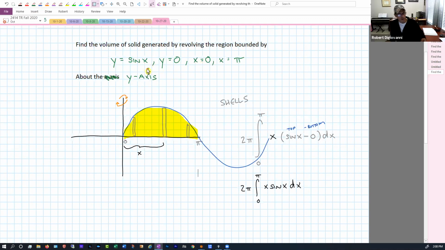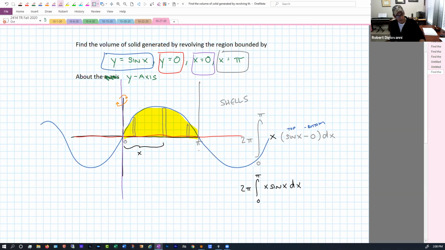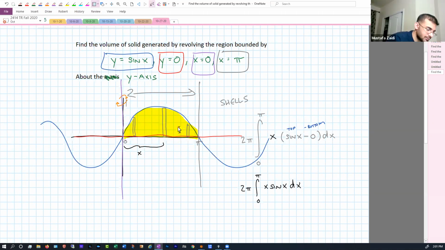Okay, so if I graph all of these, there's sine. That's your sine curve. Y equals 0 is the x-axis. X equals 0 is this vertical line, and x equals pi is that vertical line. So you've got to be between these two and between those two curves. So it's got to be this whole region. Okay. Yeah. Okay.